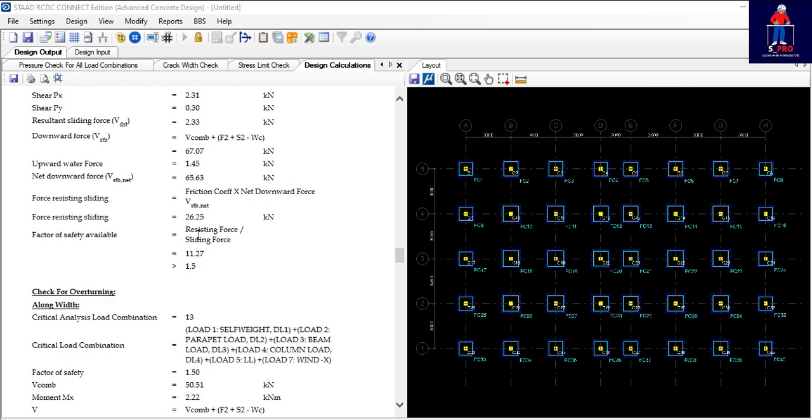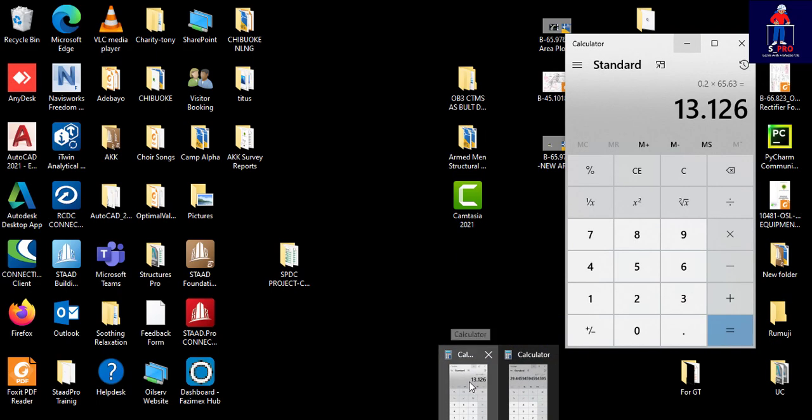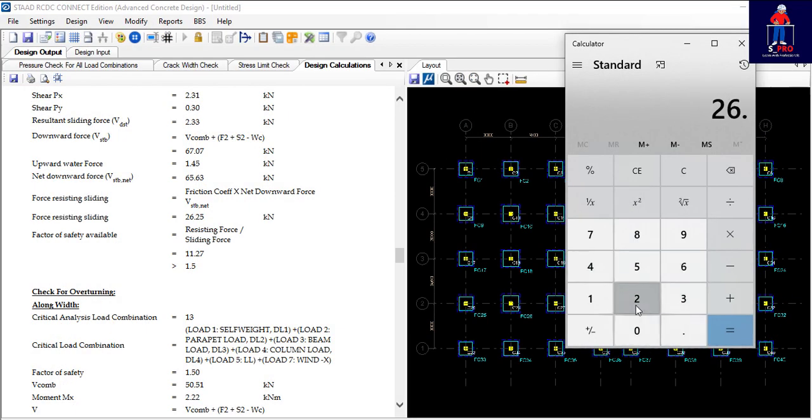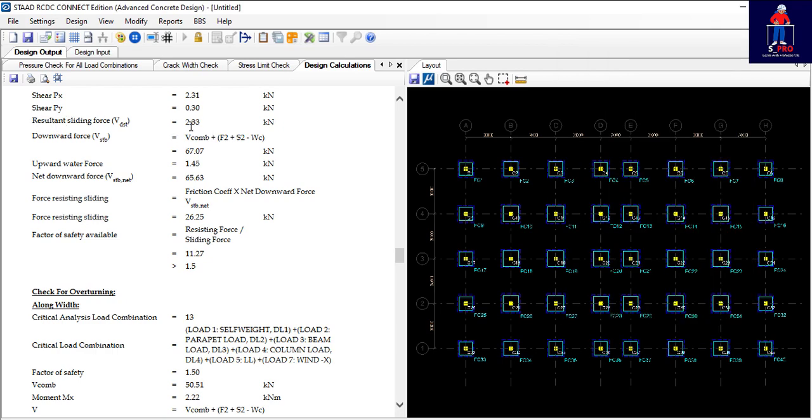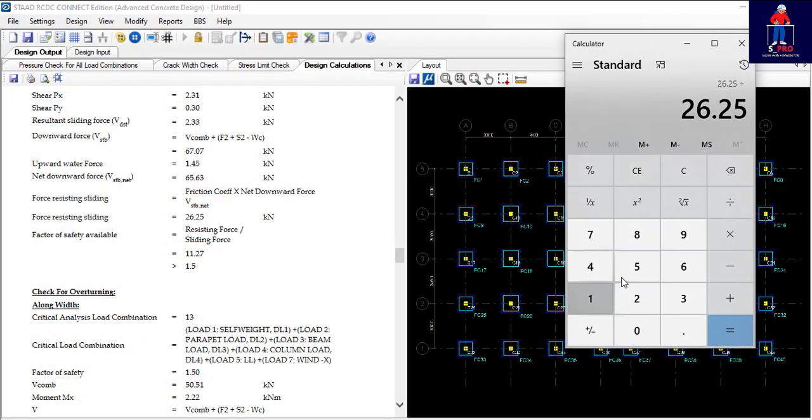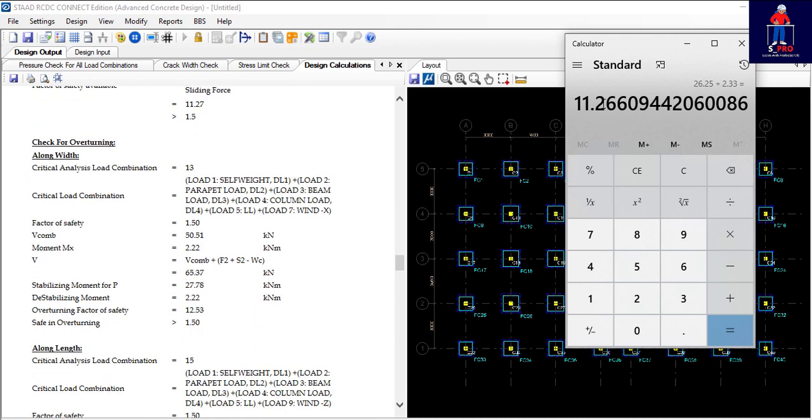So now to get our factor of safety available, which we compare to 1.5, we divide the resisting force by sliding force. So the resisting force now is 26. So let's get the calculator. Say 26.25 divided by sliding force. The sliding force is the resultant sliding force, which is 2.33. So I'll divide that value with 2.33, and that will give me 11.266, which is approximately 11.27, and this 11.27 is greater than 1.5 by far. So this is very, very okay.